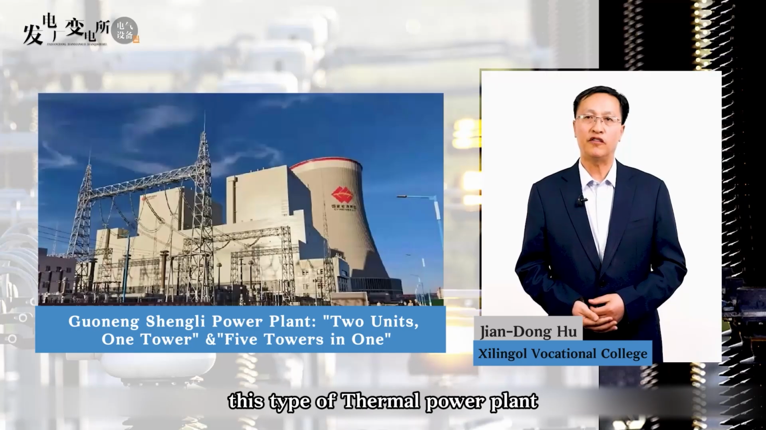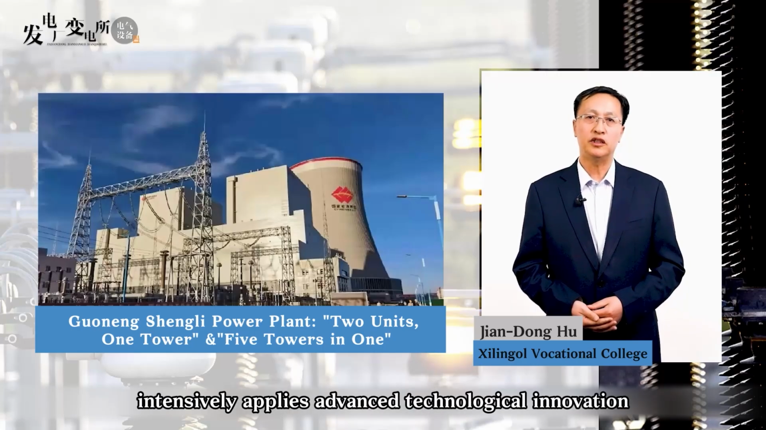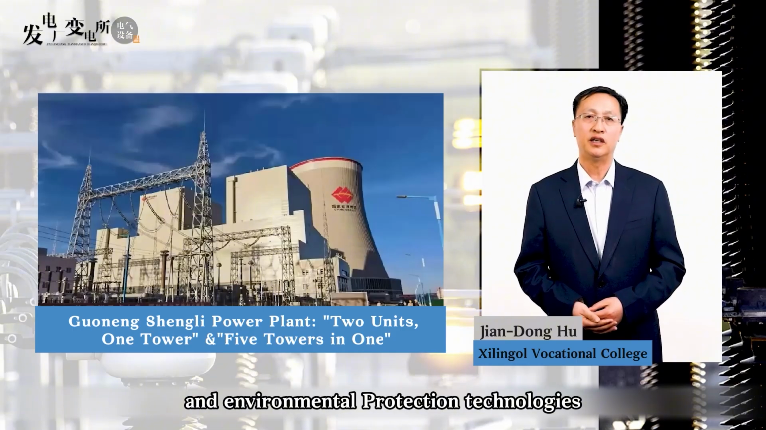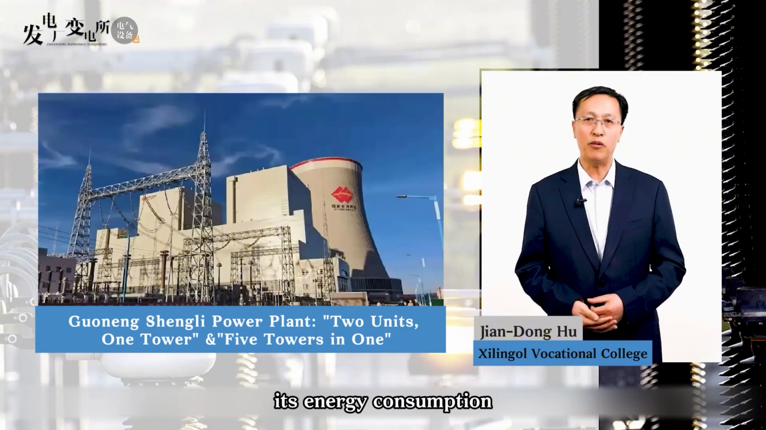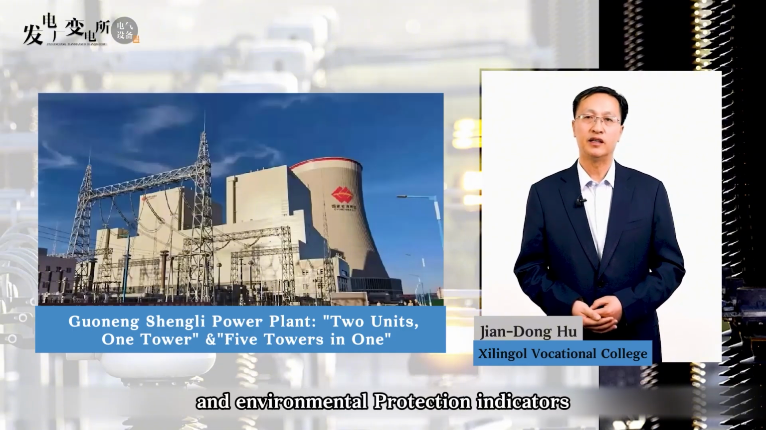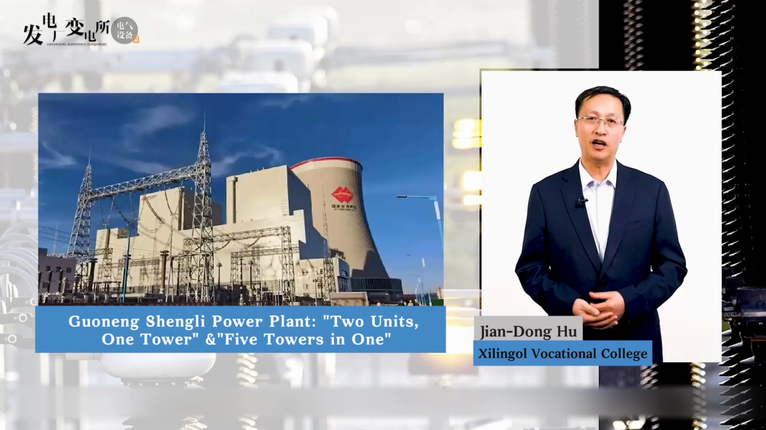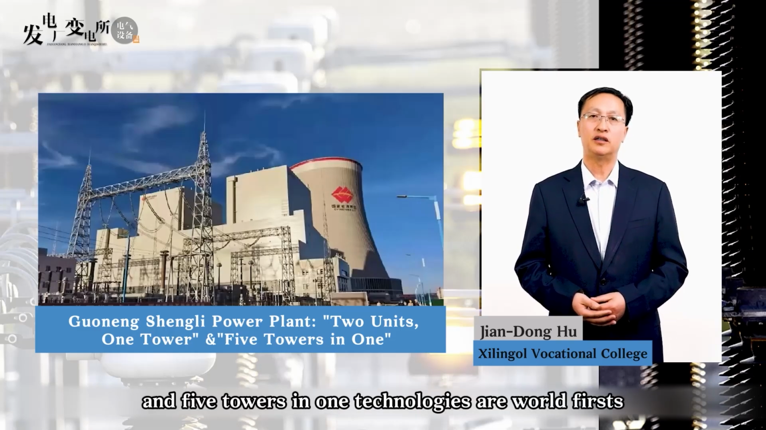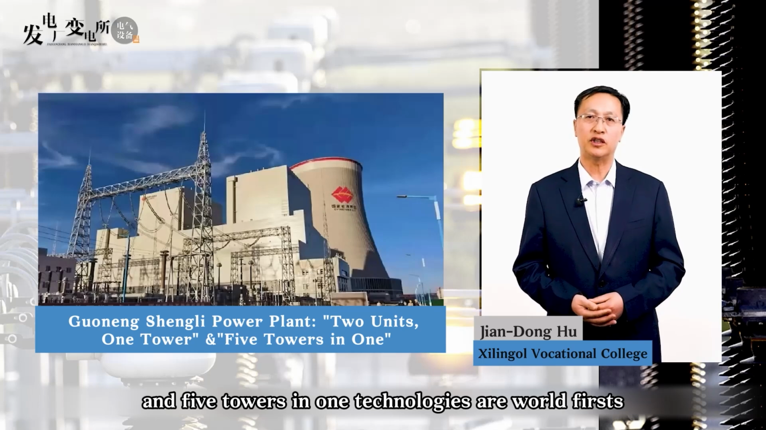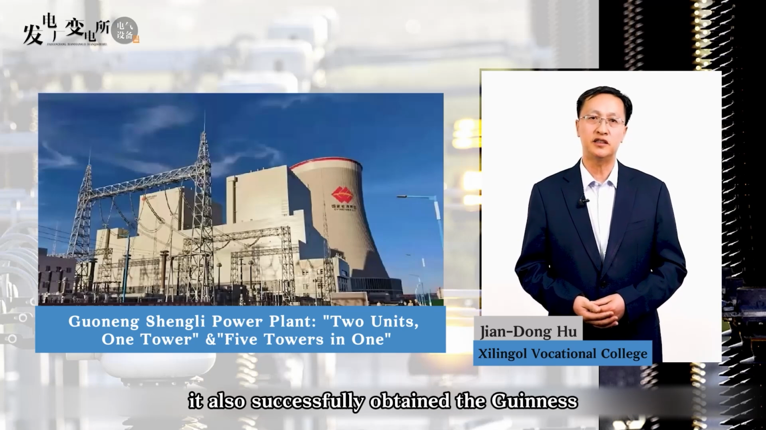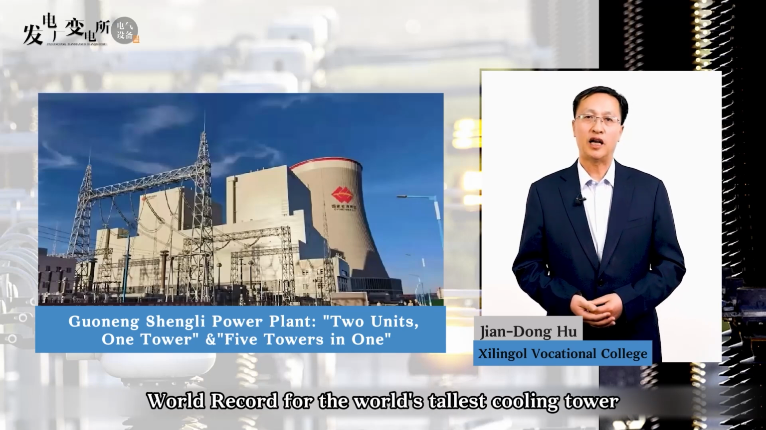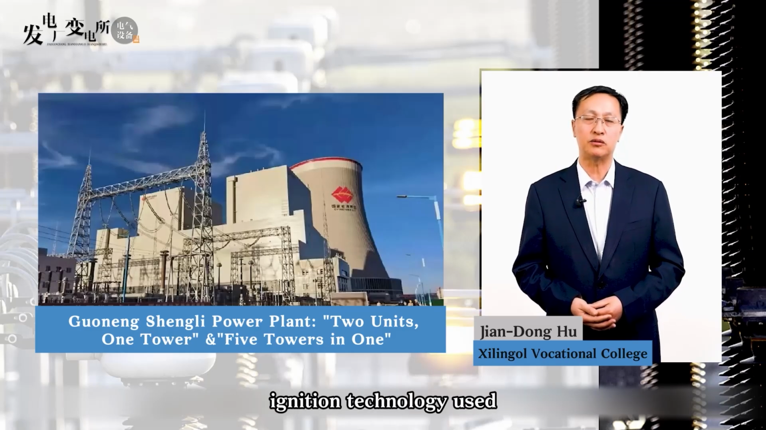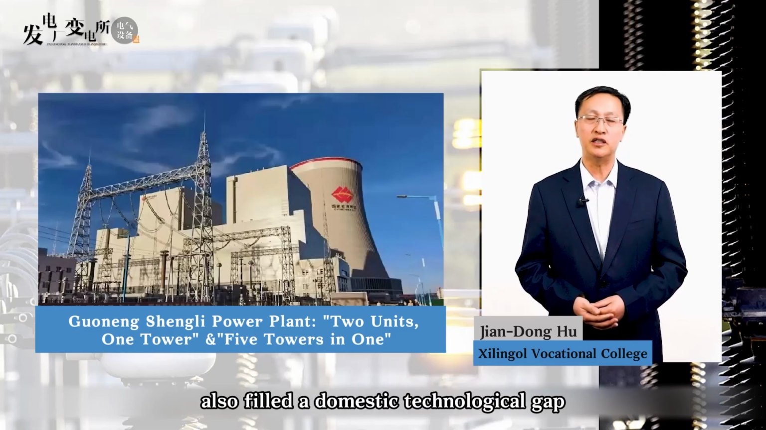This type of thermal power plant intensively applies advanced technological innovation, energy saving, and environmental protection technologies. Its energy consumption and environmental protection indicators lead the industry. Among these, the 2 units 1 tower and 5 towers in 1 technologies are world firsts. It also successfully obtained the Guinness World Record for the world's tallest cooling tower. The high-moisture lignite high-power plasma ignition technology used also filled a domestic technological gap.